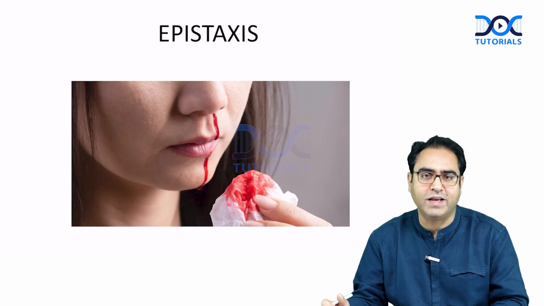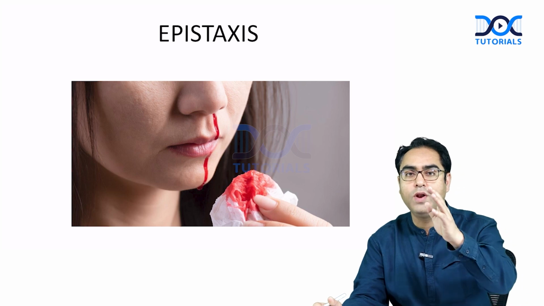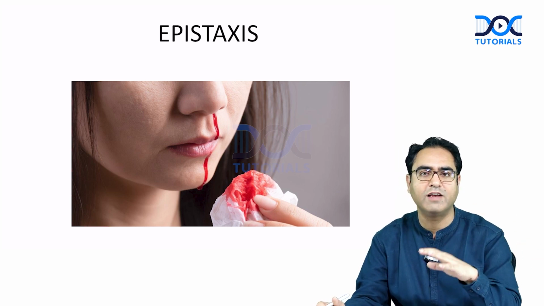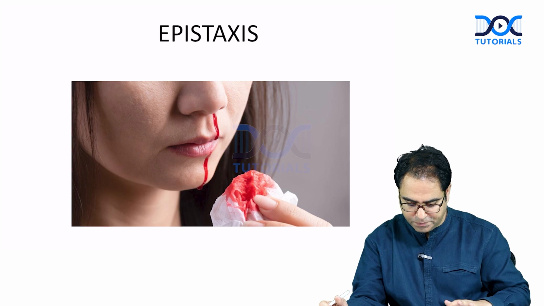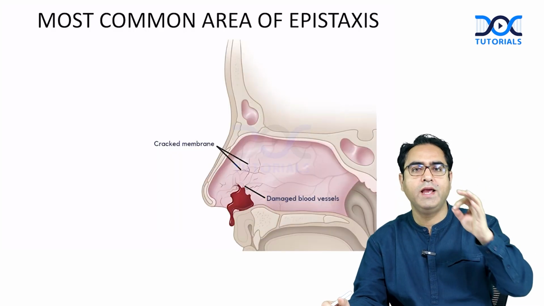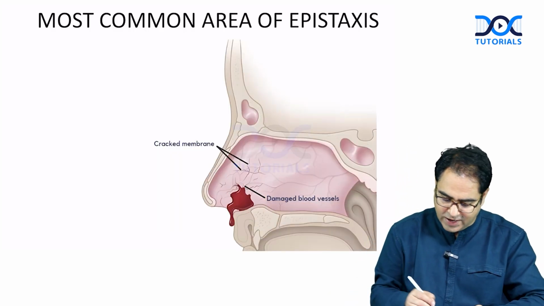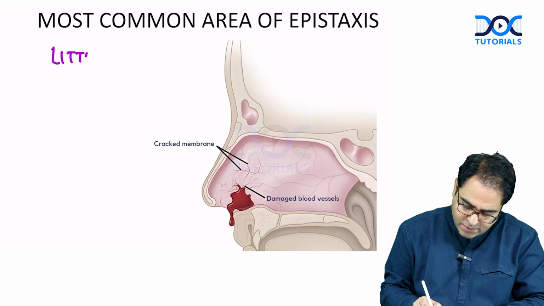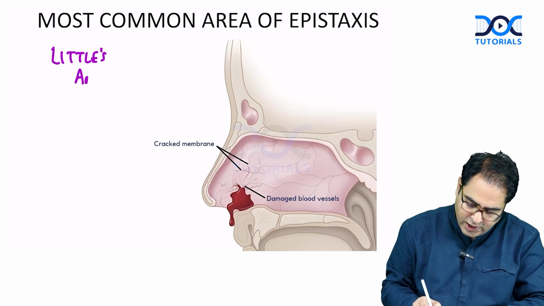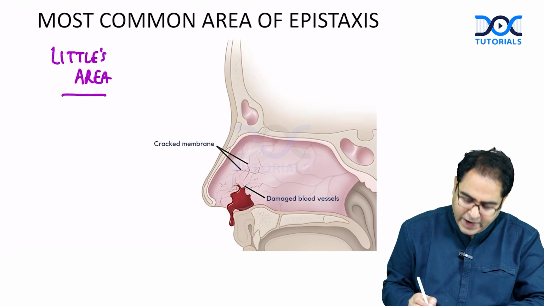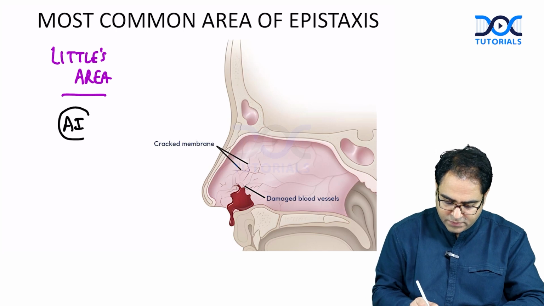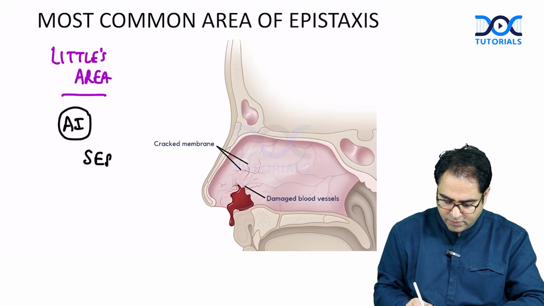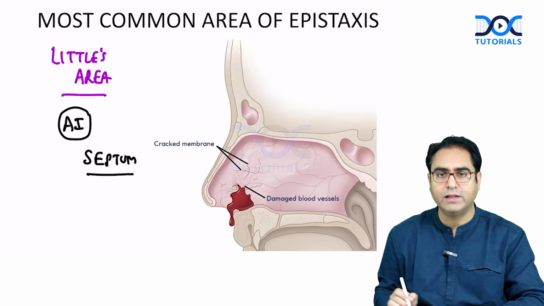Now, let us start epistaxis, a very common occurrence, particularly in school life. You must have seen a lot of your friends or classmates having bleeding from the nose. Let's talk about it. Now, what is the most common area of epistaxis? The answer is Little's area. Anatomy. Little's area lies on the antero-inferior part of septum. It's on the septum. On which part? On the frontmost part and the lowermost part.